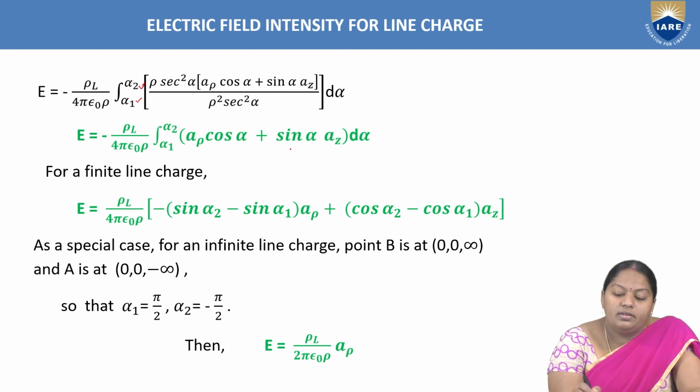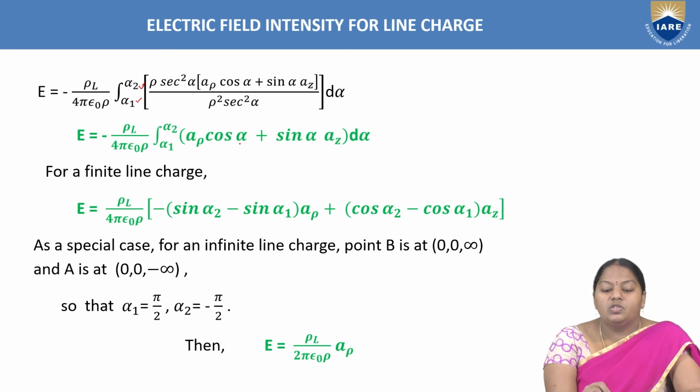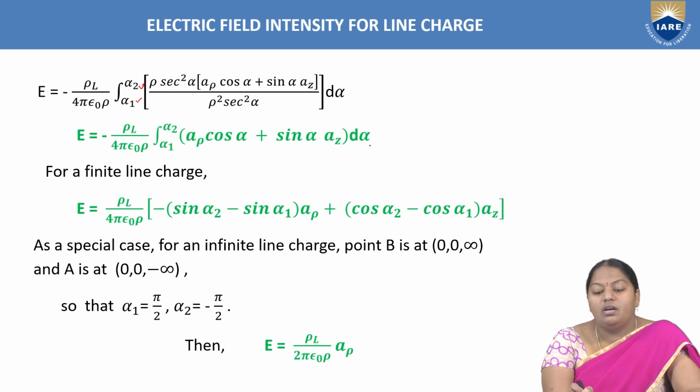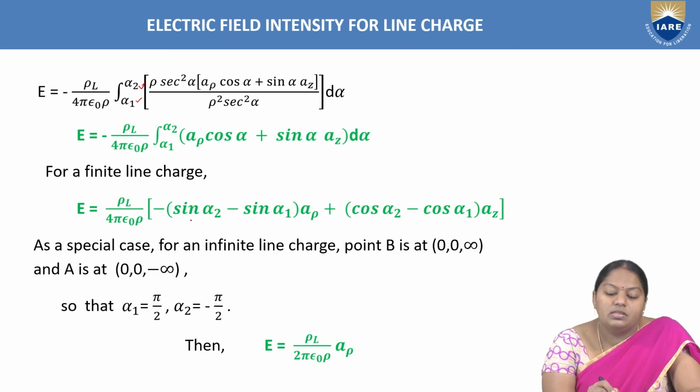Now if you integrate and substitute the limits, then E equal to rho L by 4 pi epsilon naught rho; you take this inside, then a rho is a constant. Integrating with respect to cos and sin with alpha, the integration of cos becomes sin, and in place of alpha, if you substitute the limits alpha 1 and alpha 2, then it is sin alpha 2 minus sin alpha 1 into a rho plus. And for this, the integration of sin is minus cos; if you substitute the limits, then this minus and this minus become plus, hence cos alpha 2 minus cos alpha 1 into az.